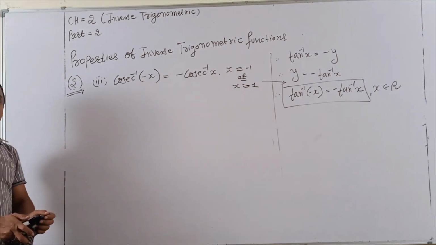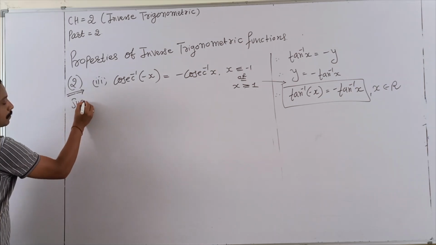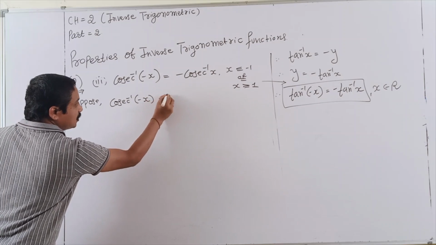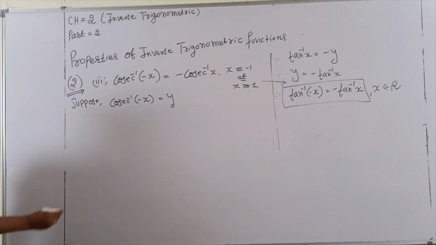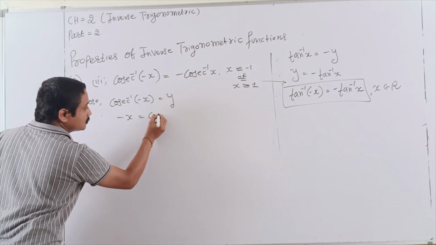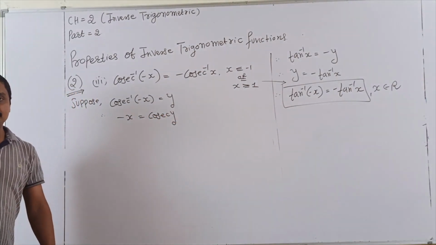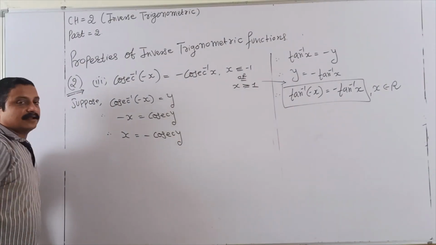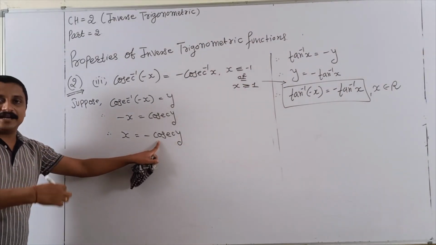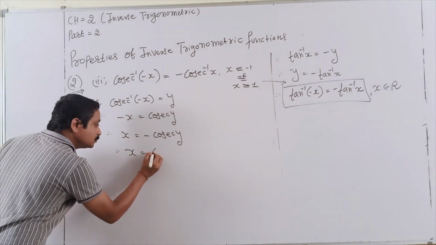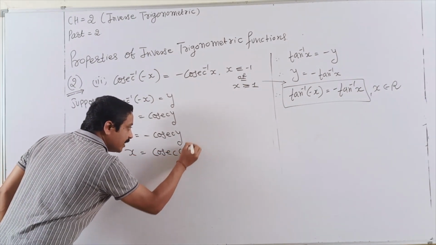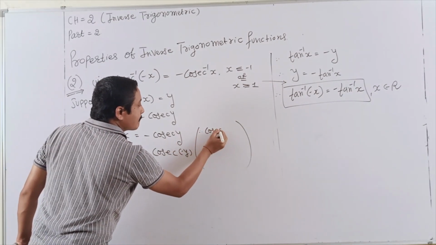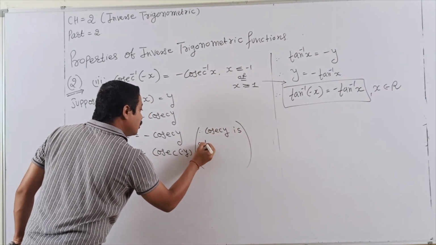Now the same solution, look at that. Suppose cosec inverse of minus x is equal to y. So what is the minus x? Yes, it is cosec y. So x is equal to minus cosec y. Now this minus cosec y I translate into the odd form, so cosec of minus y, because cosec y is an odd function.